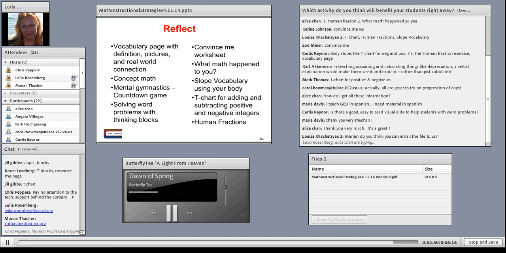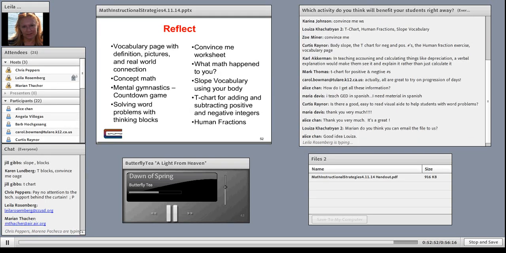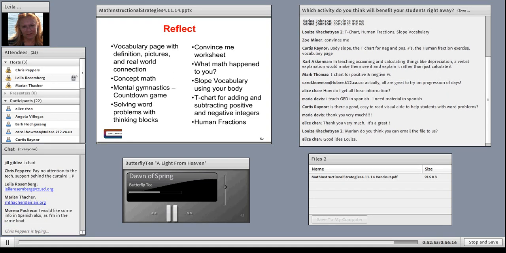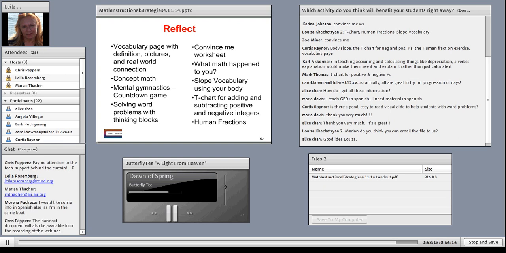Curtis, you're asking me about word problems. The one that I showed you about the thinking blocks, you can use for word problems in everything. It has add, subtract, multiply, divide, fractions, ratio, algebra, percents, absolutely all kinds of stuff. And if you don't want to use their word problems, you can input your own word problems and still use all the tools available to show the thinking blocks.